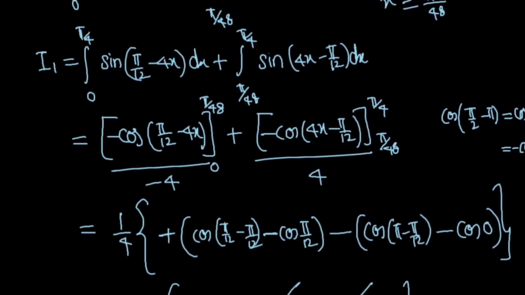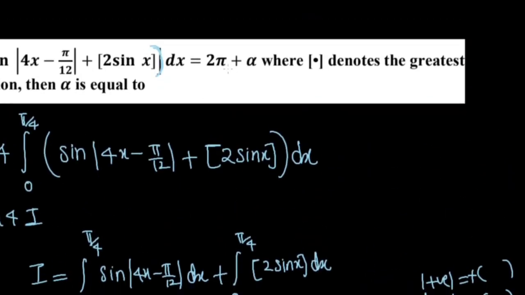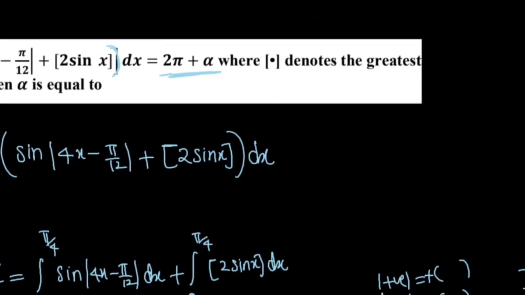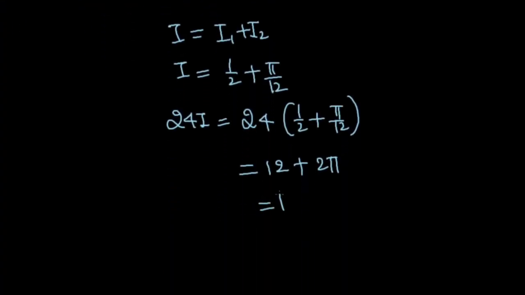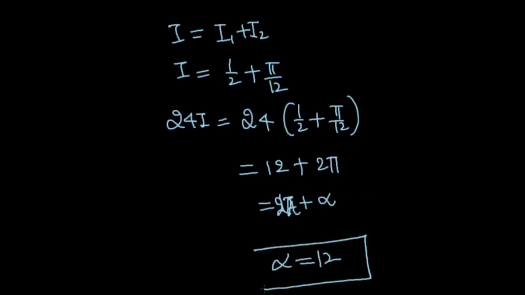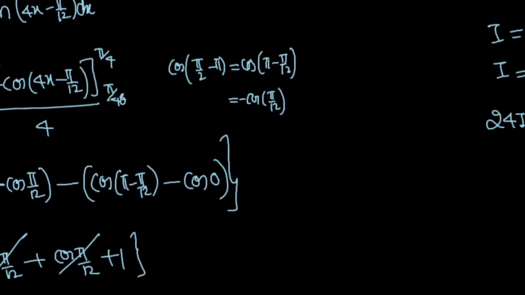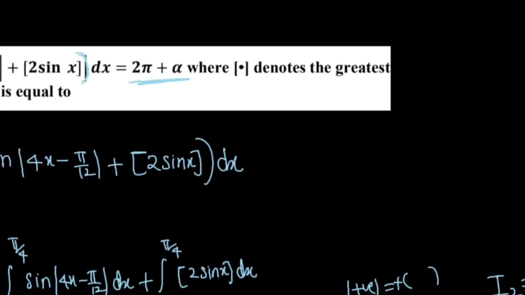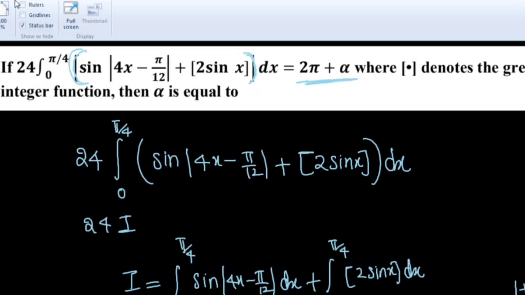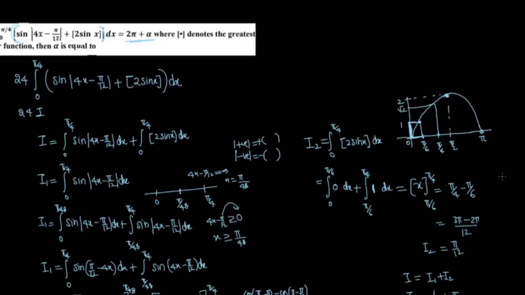I'm getting the answer 12 plus 2 pi, but the option is given as 2 pi plus alpha. So we equate with 2 pi plus alpha. 2 pi is the same, so alpha is equal to 12. Alpha equals 12 is the right answer. This is a 2025 question, a recent year question. Very important, based on the modulus function and greatest integer function. That's all. This is the right answer.